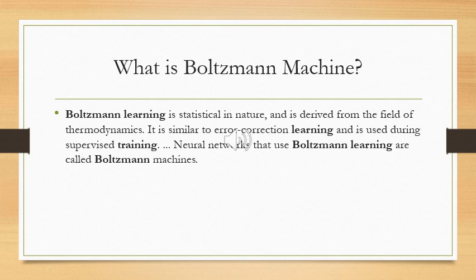So what is the Boltzmann machine? The Boltzmann machine is related to Boltzmann learning. It is statistical in nature and is derived from the field of thermodynamics. It is similar to error correction learning and is also used during supervised training. Neural networks that use Boltzmann learning are also called Boltzmann machines.